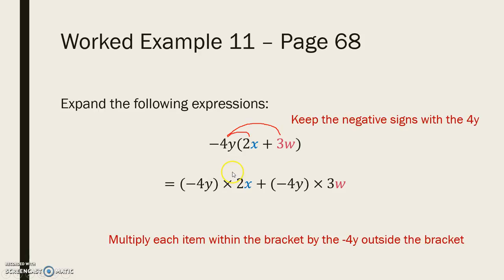So those two multiplied together, plus those two multiplied together. So negative 4 times 2 is negative 8, x, y. And remember, we usually put it in alphabetic order. Over here, negative 4 times 3 is minus 12, so that means take away 12, w times y.